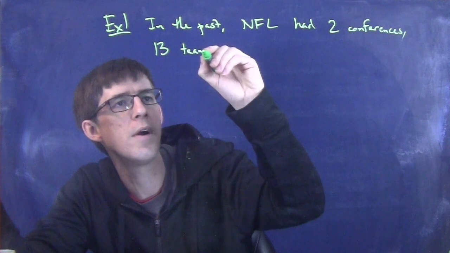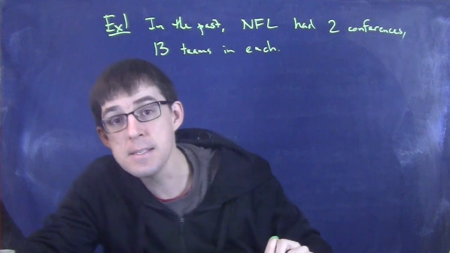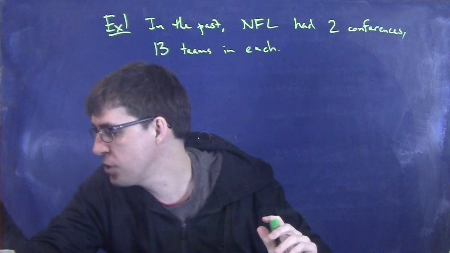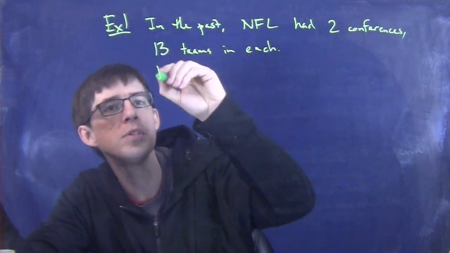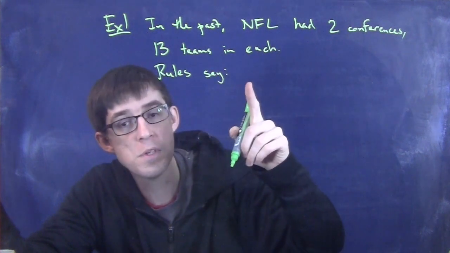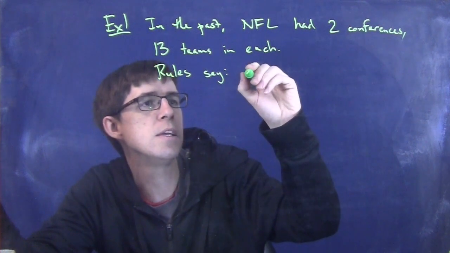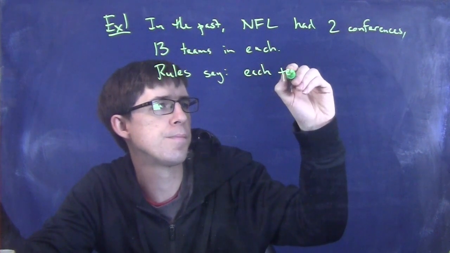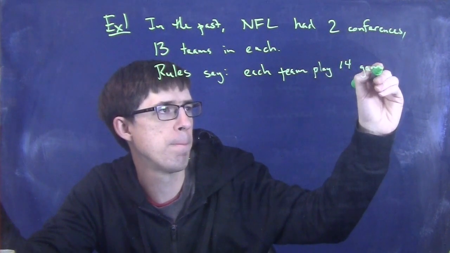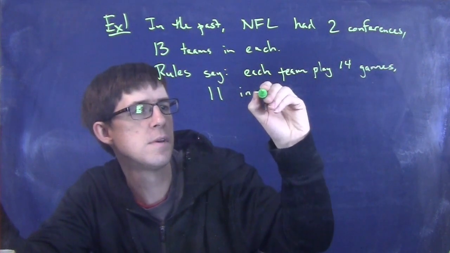13 teams in each, all right? Now, I don't know how many there are. There's more than that. Okay, and at the beginning of the year, when they decide to make the schedule of who's going to play who, they have general guidelines, and the rules at this time say, I think the rules are different now because of what I'm about to explain to you. But anyway, the rules say each team plays 14 games, and 11 of these are in the conference.